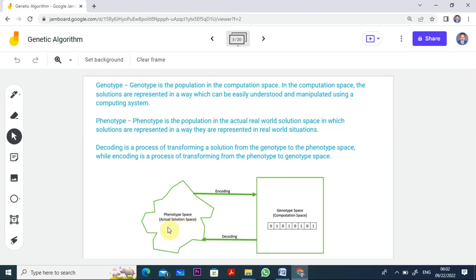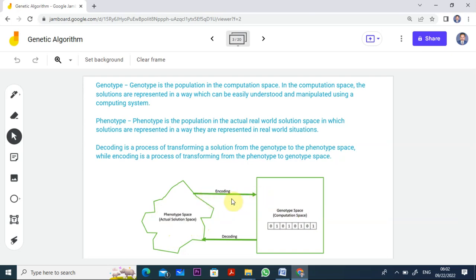What is there in the actual solution space, we call it the phenotype space. And what we bring to the computational space, we call the genotype. Remember, the actual solution space is the phenotype, and the computational space we call the genotype. Now, how do we convert this actual solution space to the computation space? It is by encoding.